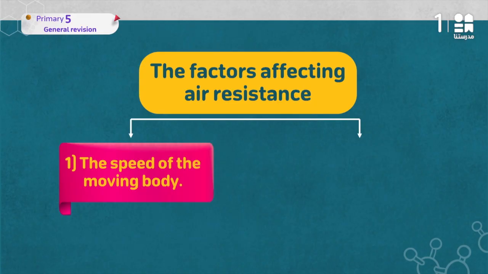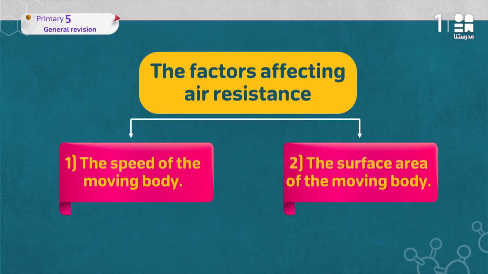طيب what are the factors that affecting the air resistance? 2 factors which are the speed and the surface area. The speed of the body, when the speed increases the air resistance increases. And when the speed decreases, the air resistance also decreases. طب والsurface area؟ surface area نفس الكلام لأن في direct relation. ومنها أخذنا ال streamline shape.